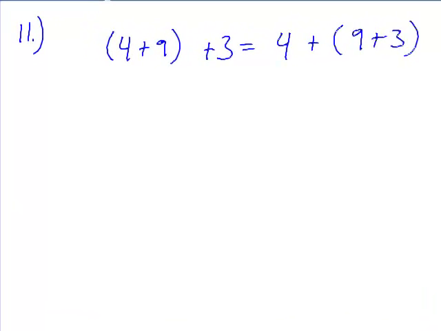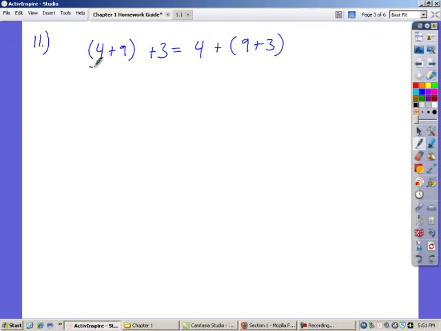Alright, number 11. The directions say that they want you to identify the property being used. So this is a really common problem that students have a hard time with, because you see parentheses, so your brain's thinking, oh my gosh, commutative, because it has parentheses. But remember, we have to check and see whether the pieces inside the parentheses here and here are actually changing. That's what determines if it's associative or commutative. So let's take a look.